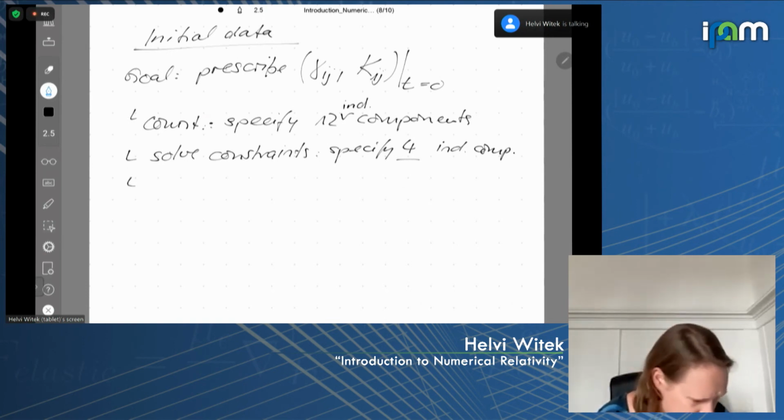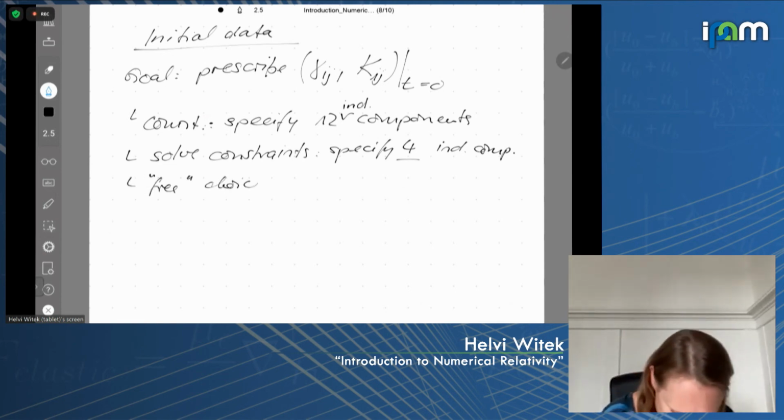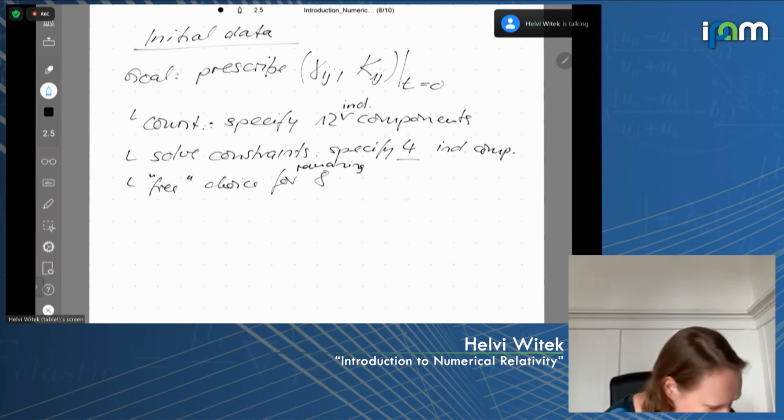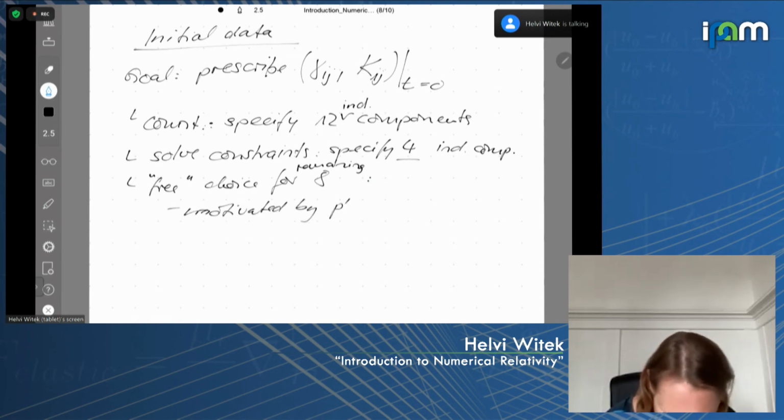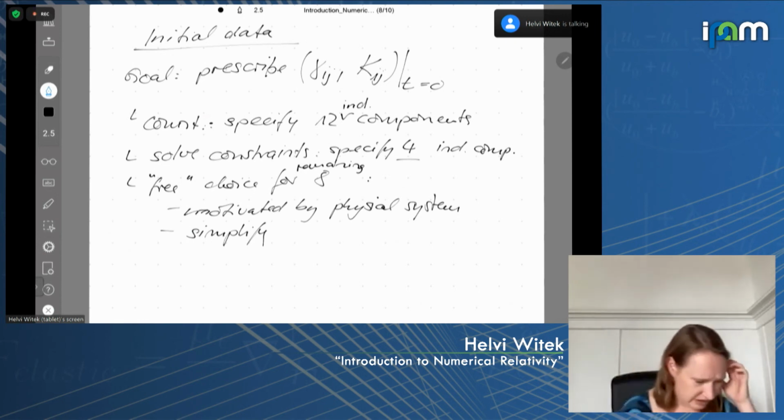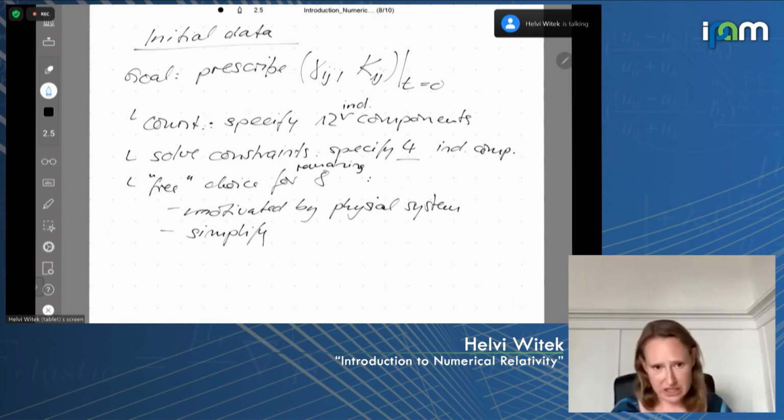So for the remaining 8 components, we will have motivation by this physical system, and something that will help us to simplify the equations. Okay, good. So there are two things that we can do.